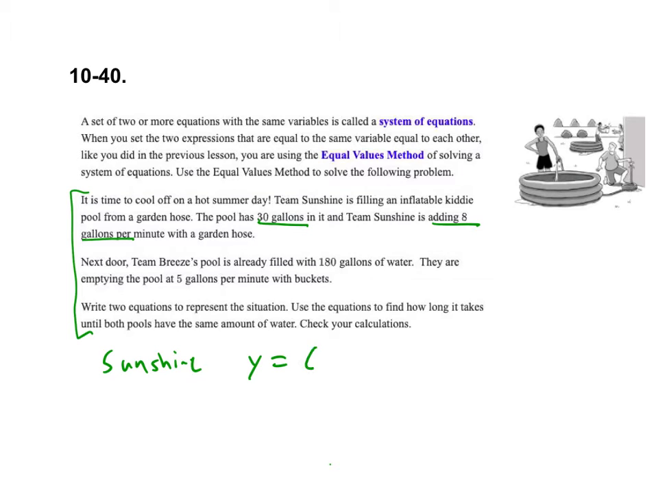And that's going to be after how many minutes? Well, it's adding 8 gallons per minute. So 8x. So 8 times the number of minutes, where x is the number of minutes. Because then if they've been filling it for 3 minutes, that'd be 3 times 8. That'd be 24 gallons that they've added. They've been filling it for 4 minutes. 8 times 4 would be 32 gallons. So that's 8x. But it started with 30 gallons. So I just have to add this 30 here. So this is Team Sunshine. So they've got 8 gallons per minute and 30 gallons to start.